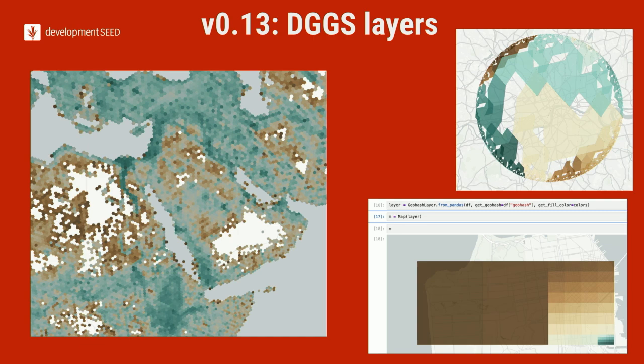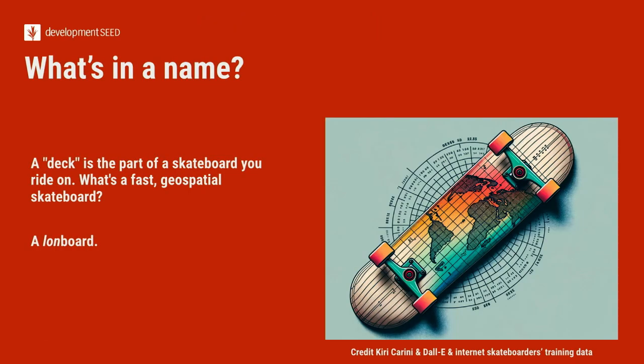There are also new DGGS layers. So the H3 layer, A5 layer, geohash layer. There is an H3 example on the website, but not yet a geohash or A5 example. These were just in testing. Make an issue if you'd like to help create some of those examples.